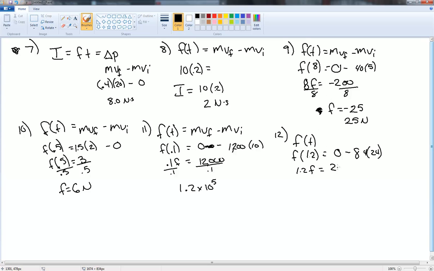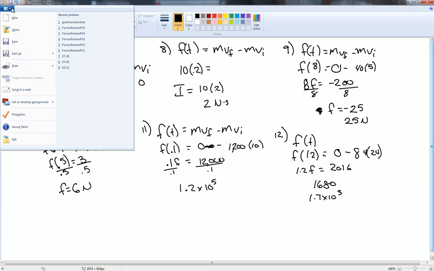2016. Divide that by 1.2. We're getting 1680. And that's going to be close to choice 3, which is 1.7 times 10 to the 3rd. Because they said approximately here, we can have a little bit of error.